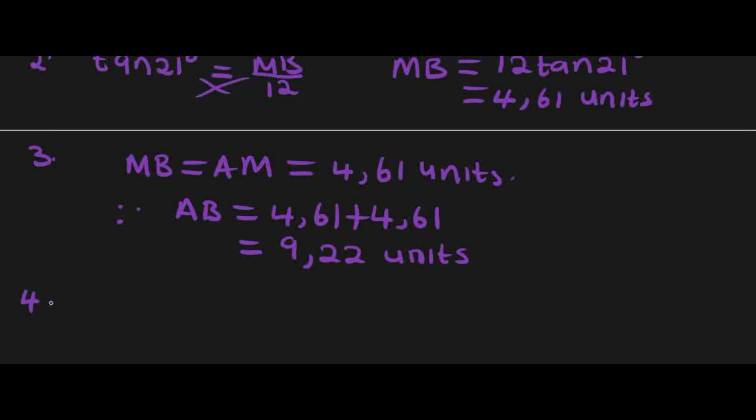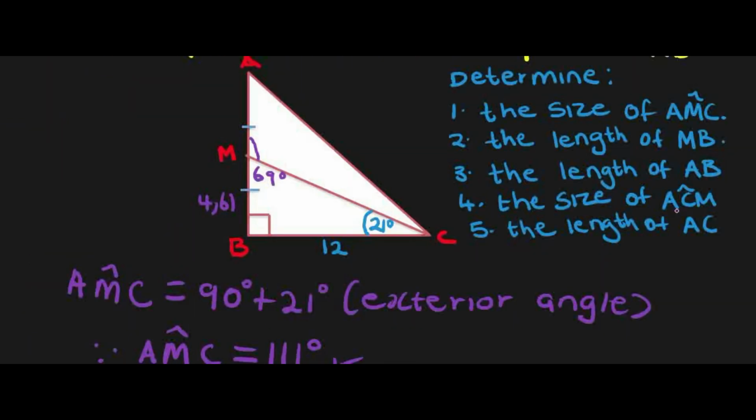Now we need to do number 4. Let us go back to our questions. Right. Number 4, we need to calculate the size of ACM. Which means we need to calculate this angle. So in order for us to calculate this angle, we need to find the entire angle C. How are we going to do that?